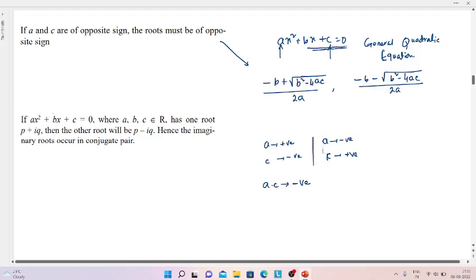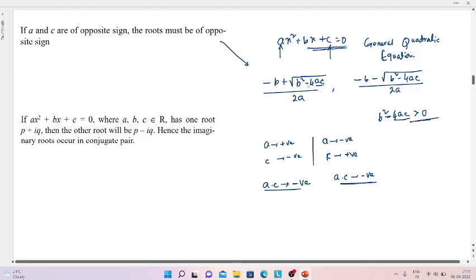If we multiply for the case when a is negative and c is positive, then a times c will also become negative. So a times c is negative. If a times c is negative and we multiply it by 4, definitely 4ac will be negative, and b square minus 4ac will become a positive quantity, because this part is negative and if we multiply it by the negative symbol, it will become a positive number.